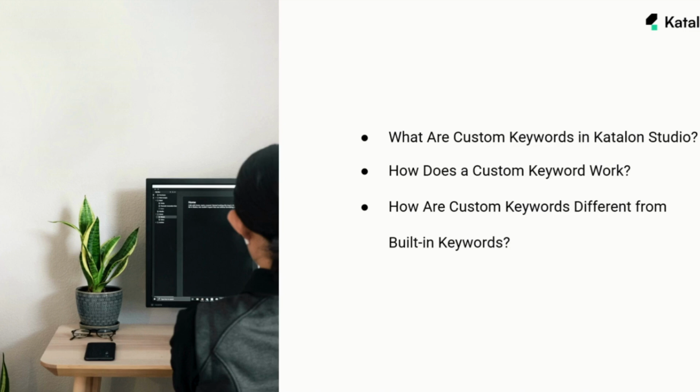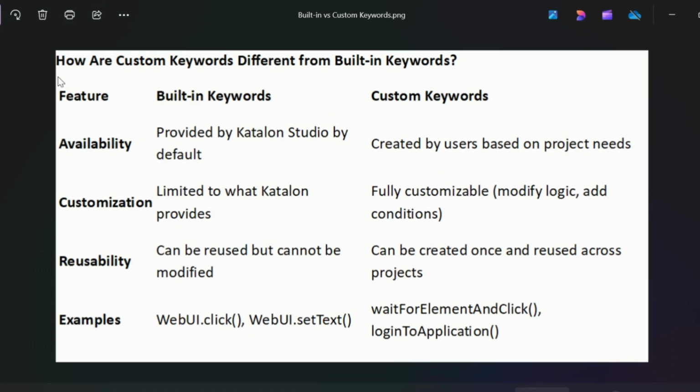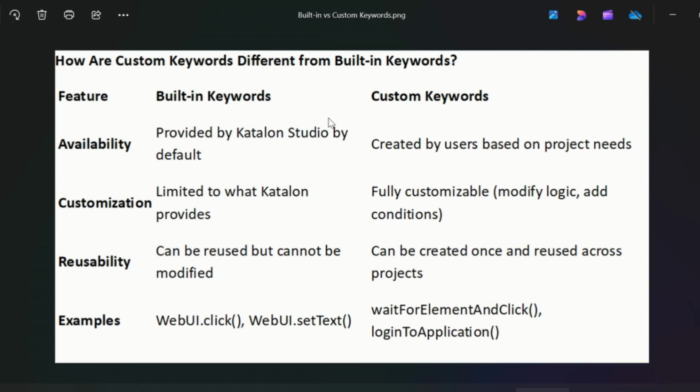Next, how are custom keywords different from built-in keywords? To explain this, I have created a simple image so you can easily understand with the help of this image. The availability of built-in keywords is provided by Katalon Studio by default, and custom keywords are created by the user based on project needs. In built-in keywords, the customization is limited to what Katalon provides. For custom keywords, the customization is fully flexible.